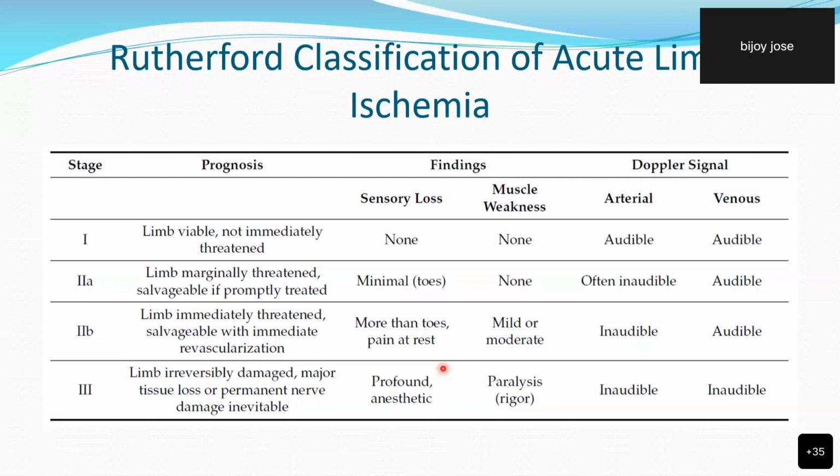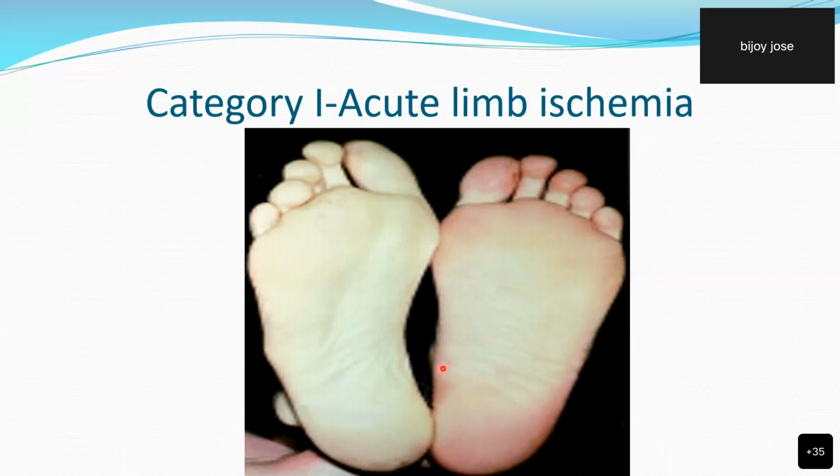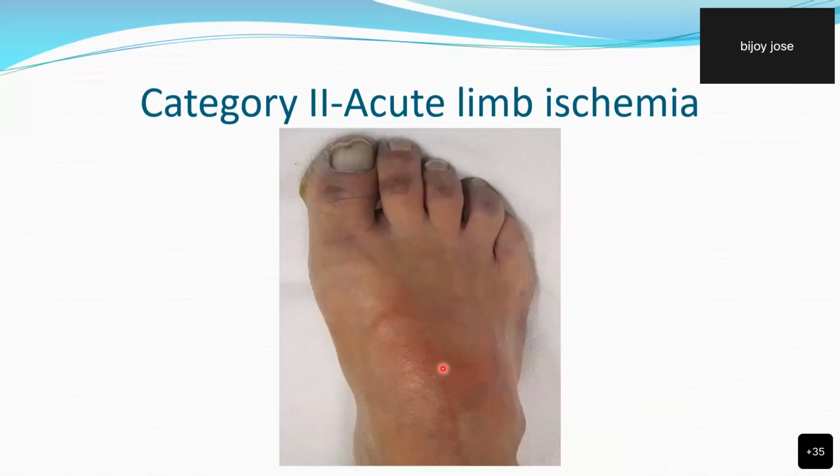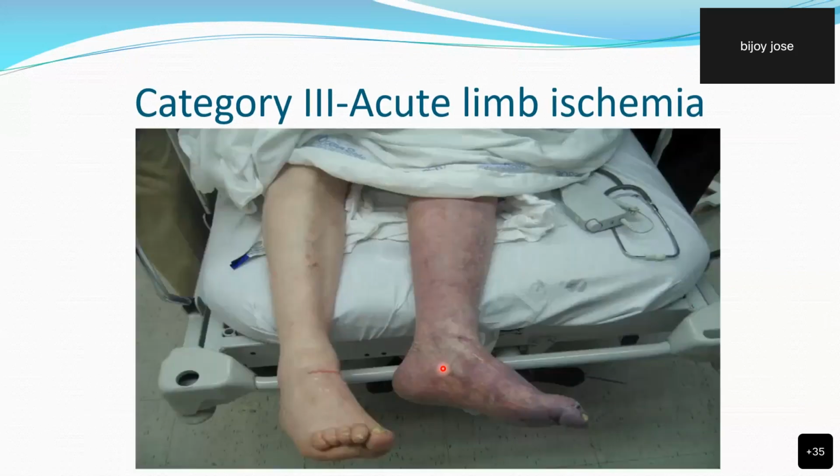There is profound sensory loss, and the patient is going to present with paralysis, and there is not going to be any arterial or venous signal on color Doppler evaluation. So this is the broad classification of acute limb ischemia. Here is a patient presenting with acute category 1 limb ischemia. Here is a category 2 patient with mild motor weakness. And you can see on the left side, the patient has already presented with paralysis and foot drop. So this is going to be category 3 limb ischemia.